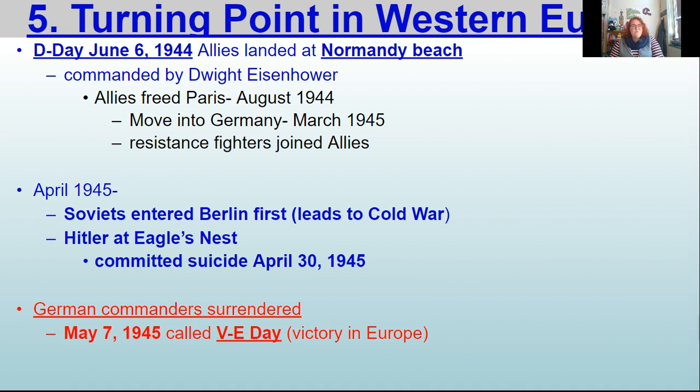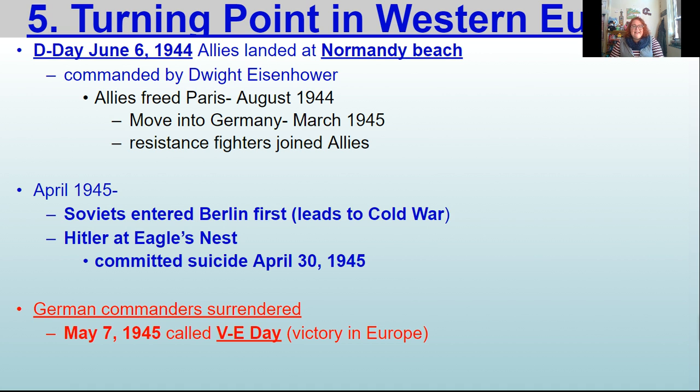And it was commanded by Dwight D. Eisenhower, an eventual president. The Allies did this in hopes of freeing Paris, which they were able to do in 1944. And then they continued their strike and pushing the Germans into Germany, which they were successful of doing in 1945. Resistance fighters in Germany actually joined the Allies and helped them push the Germans back into Germany. Now, in April of 1945, the Soviets were the ones to enter Berlin first. And this is kind of where this eventually leads to the Cold War.